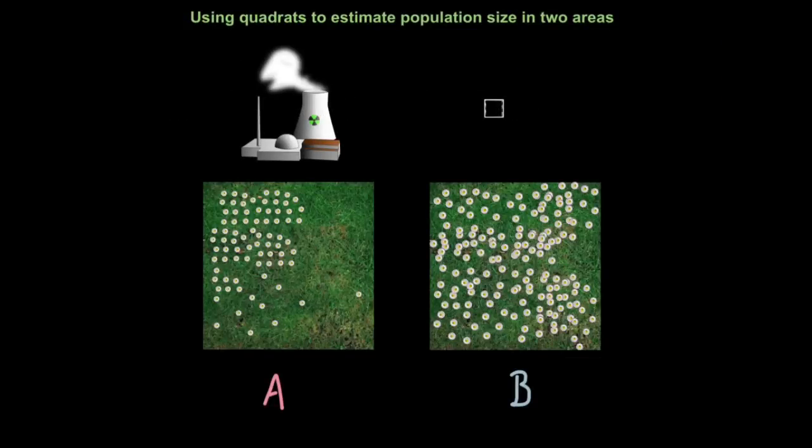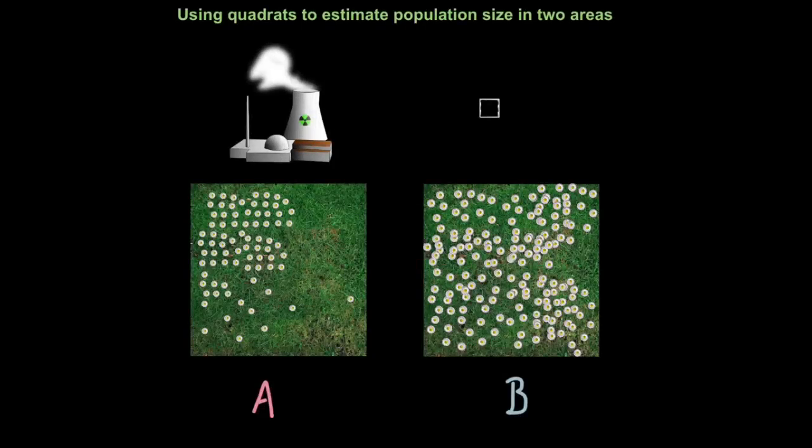Finally, we're going to look at how we can use quadrats to estimate population sizes in two areas. So firstly, a quadrat is a small metal square that we randomly place in an area and count the organisms we find inside. So let's say in this example that a nuclear power plant has recently opened and environmentalists are concerned that this might be impacting organisms nearby. Let's say in this example we're focusing on the daisy population in fields.